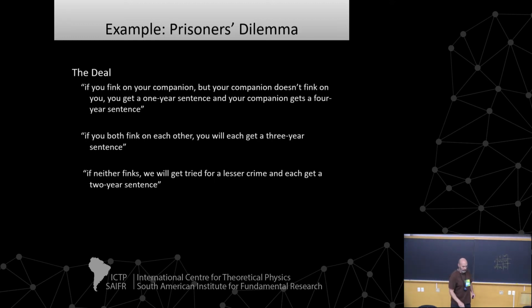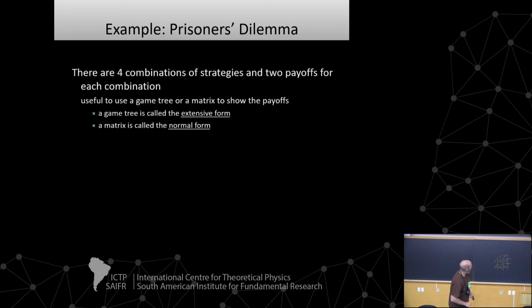We will see it in the next slide. There are 4 combinations of strategies. That is betray, betray; betray, not betray; not betray, betray; not betray, not betray. So we have 4 combinations, and each combination has 2 payoffs. So we have 2 payoffs here, 2 payoffs here, 2 payoffs here, and 2 payoffs here. So let's see how we can represent this game in the extensive form by means of a tree, and then we will see how to represent it by a normal form that is more or less this.